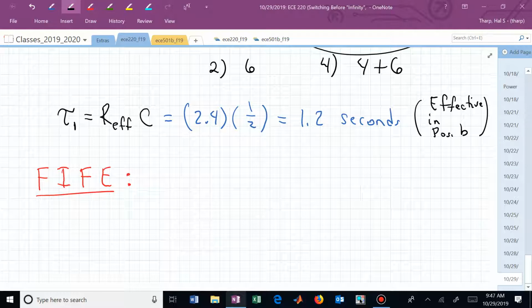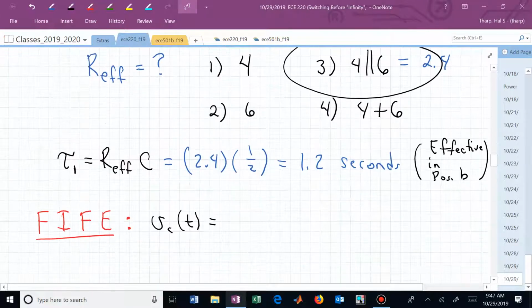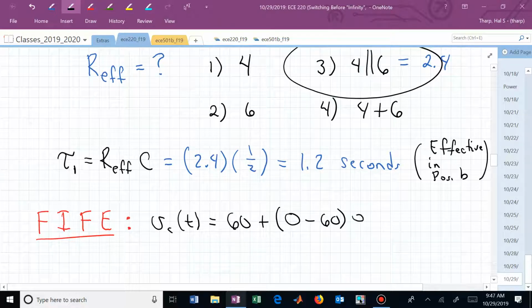And what's the structure for this? What's the final value? What did we just say it would be if we went forever? We said it would be 60 plus the initial, which was 0, minus 60, e to the minus, so we've got the FIFE, now we have the exponential, which is e to the minus t. We were starting at 0, and that's over tau, which is 1.2.